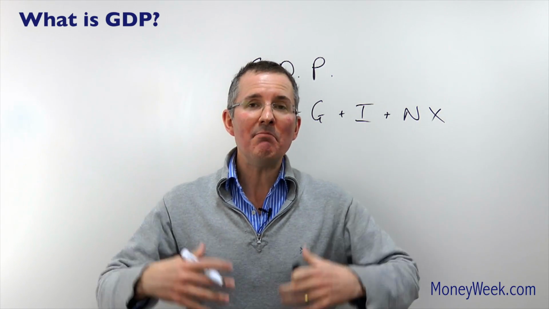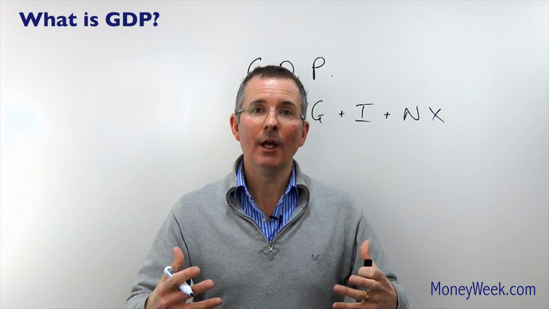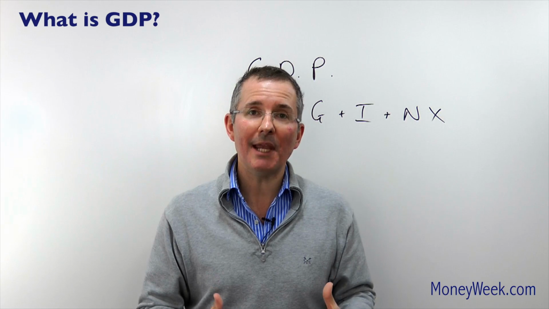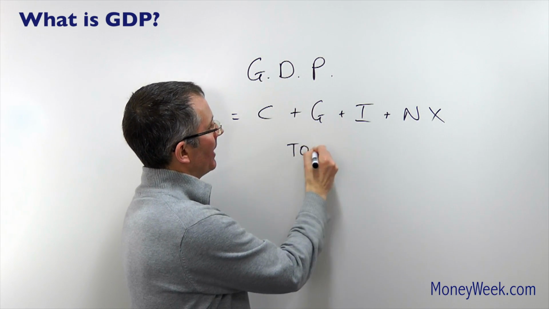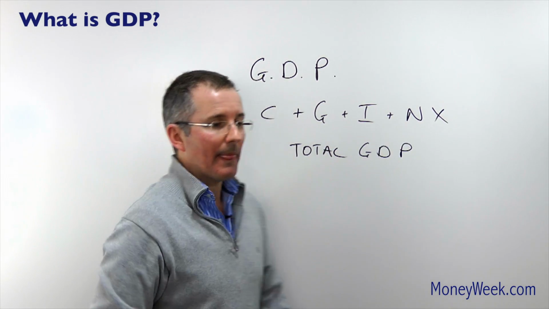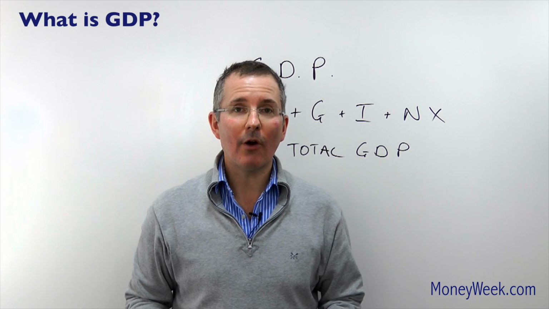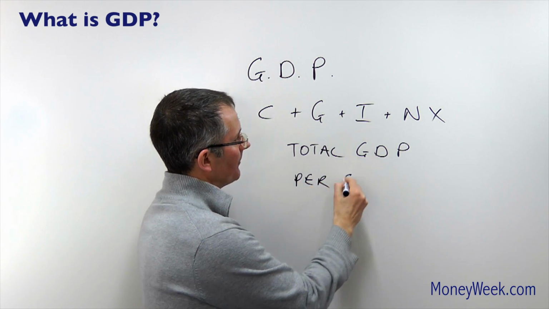Another use is simply benchmarking how one country is getting on against another. It's a measurement tool, and there are various ways you can cut the GDP cake. For example, you can have the absolute number, total GDP in the currency of your choice. You can have GDP per capita.